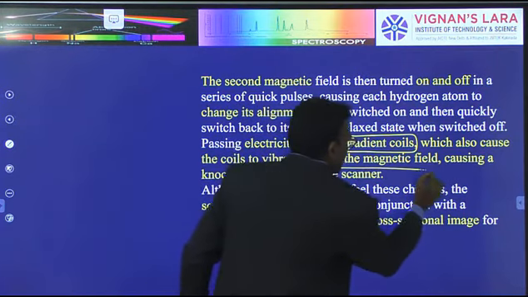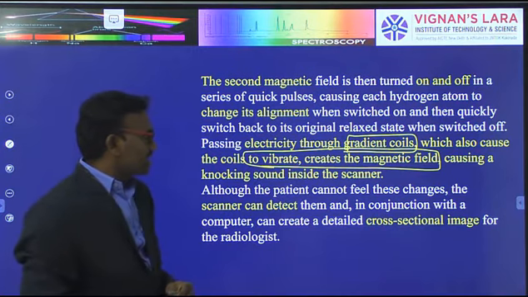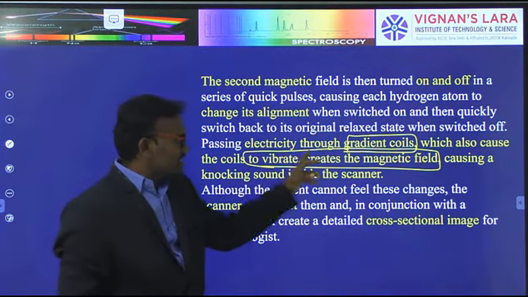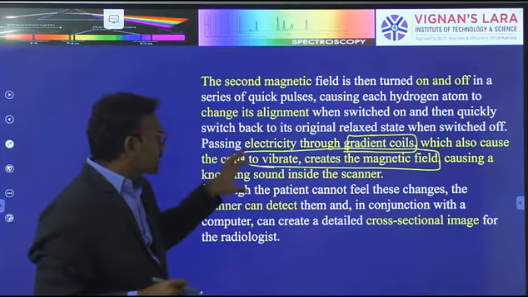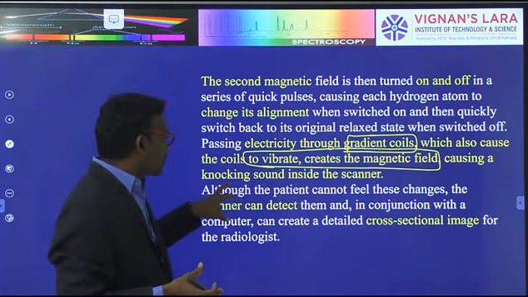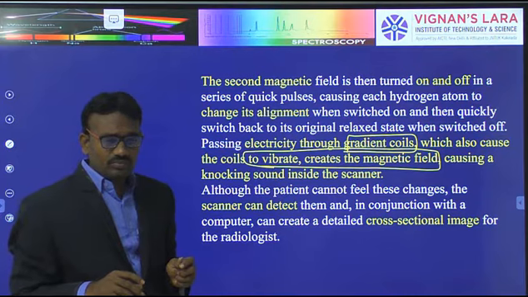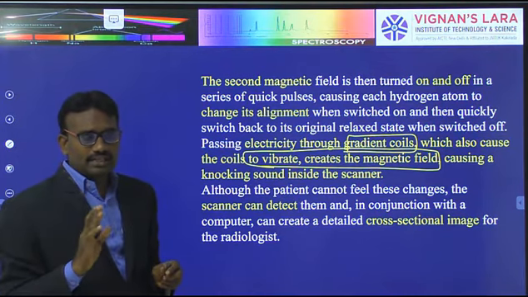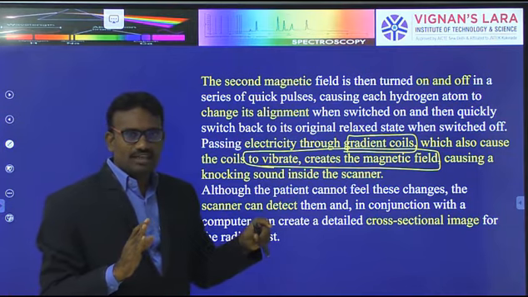The molecules vibrate and create a magnetic field because electricity passes through the gradient coils. This causes a knocking sound inside the scanner. When a patient goes to the hospital to get an MRI scan, they will hear this.